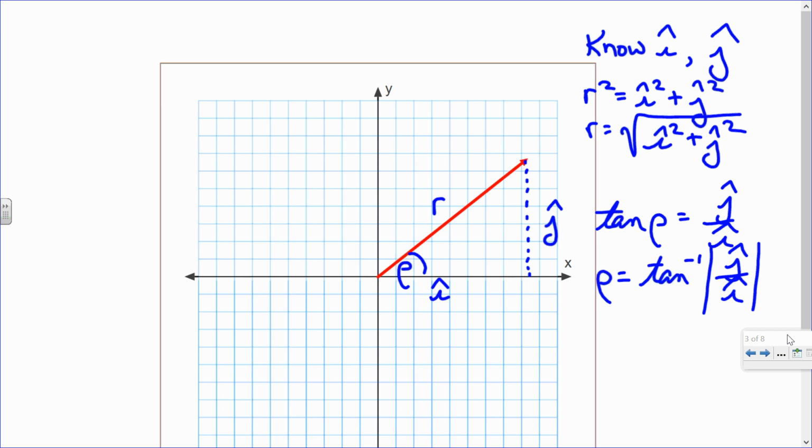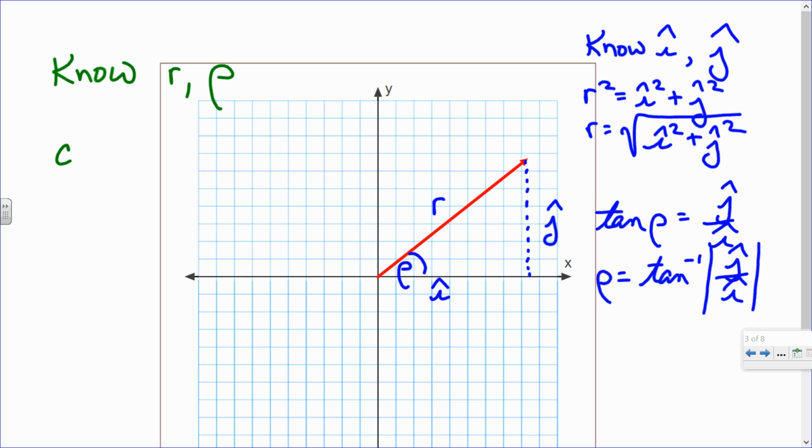Let's talk about what would happen if we were trying to go the other way. Let's suppose that we know the polar form, so we know r and we know the angle. And now we want to figure out what i hat and j hat are. So now these are our numbers. If I want i hat, it is adjacent, opposite, hypotenuse. So if I know the hypotenuse and I want the adjacent, which trig ratio?